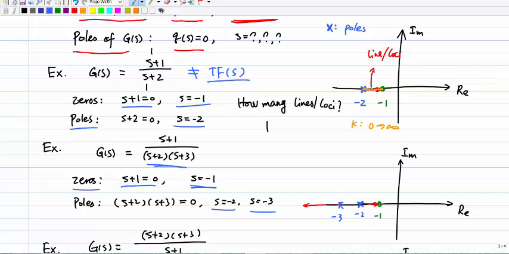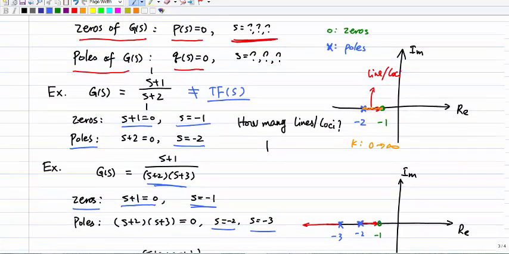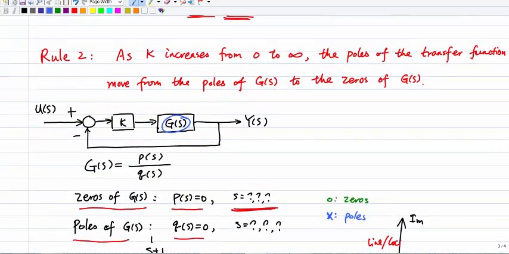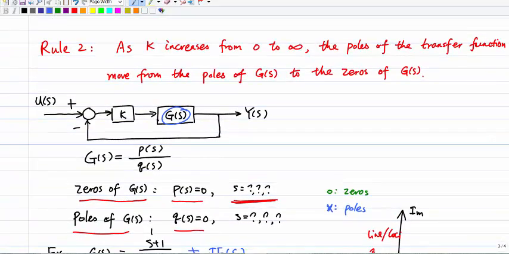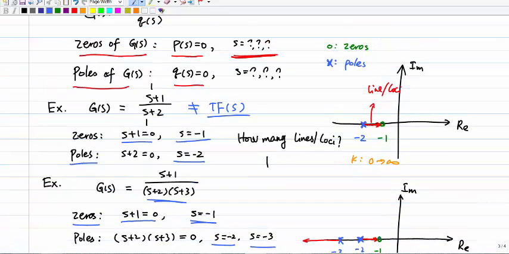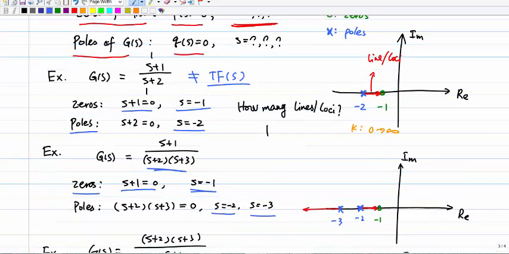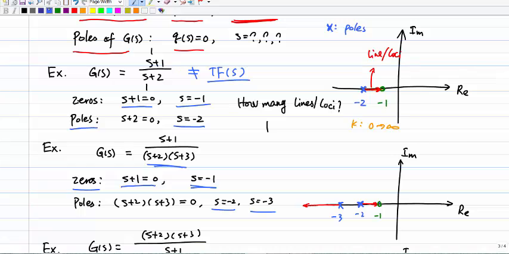From what it says, as k increases from 0 to infinity, the poles of the transfer function, which means the Locus of the line, will move from the poles of G(s) to the zeros. So the poles will move from poles to zeros. Of course, I have two lines, right? So again, how many lines do I have?